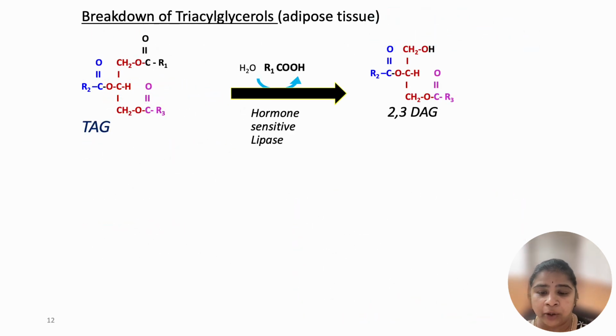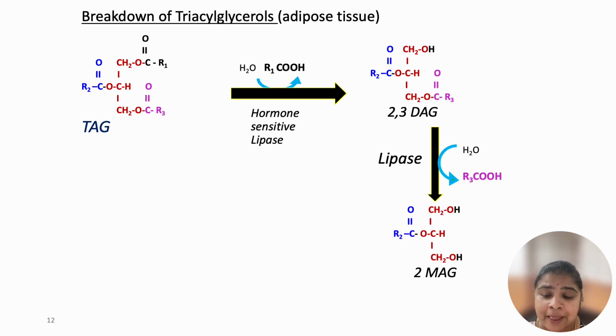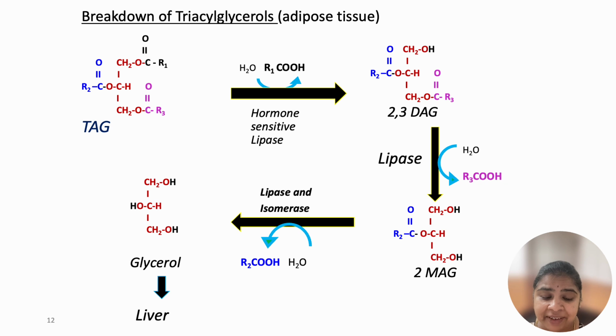For breakdown, there is sequential removal of these fatty acids, and if you remember, lipase will not act at position 2. So, it requires an isomerase to shift the fatty acid from position 2 to position 1 for it to continue acting. So, we have isomerase and finally, we form 3 fatty acids and glycerol.